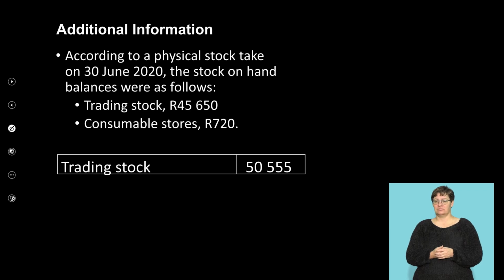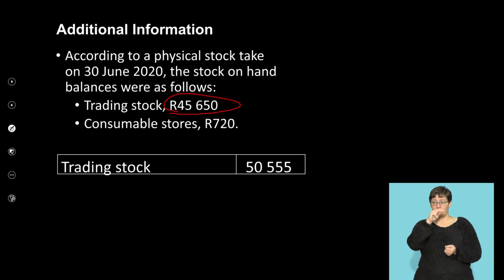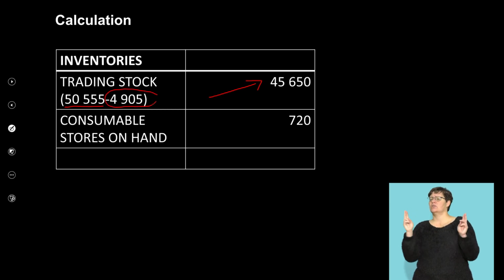According to a physical stock take on the 30th of June, the stock on hand was as follows. Your trading stock was 45,650. Compare it to what appears in your trial balance. Trading stock 50,555. Immediately you can see that that was the figure we were supposed to have, and because we only have 45,650 as our final figure, there has to be a trading stock deficit of 4,905.